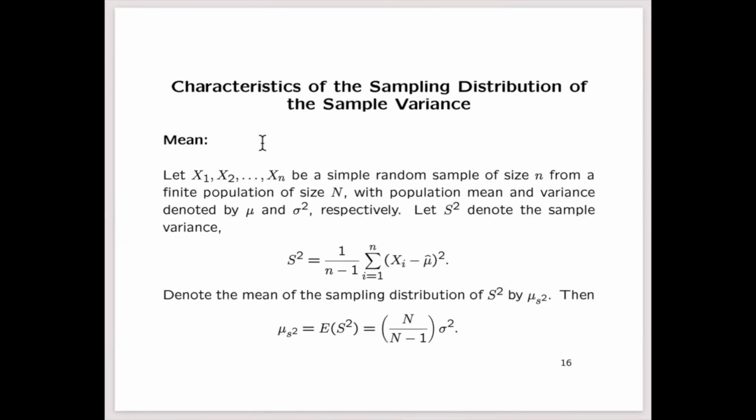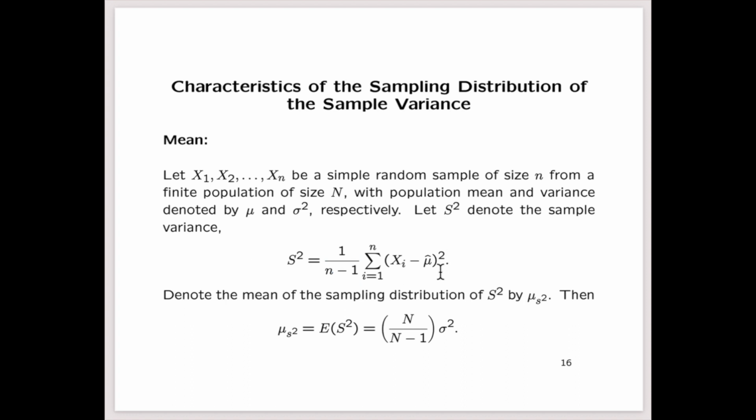So let x1, x2, and so forth up to x sub n be a simple random sample of size little n from a finite population of size capital N, with population mean given by mu and population variance denoted by sigma squared. Let s squared denote the sample variance, the version with n minus 1 in the denominator. This is the usual sample variance that we're used to.